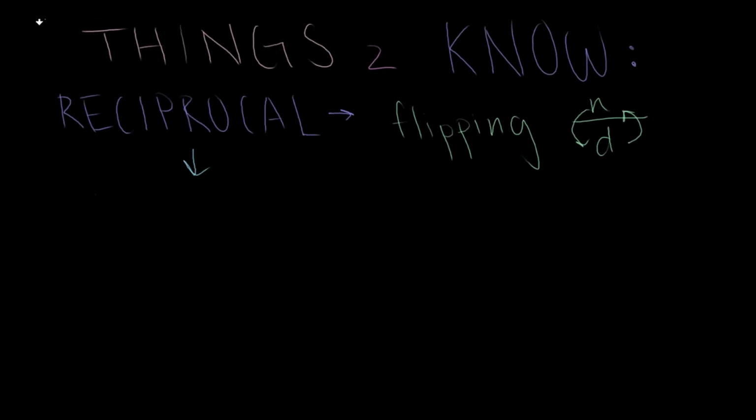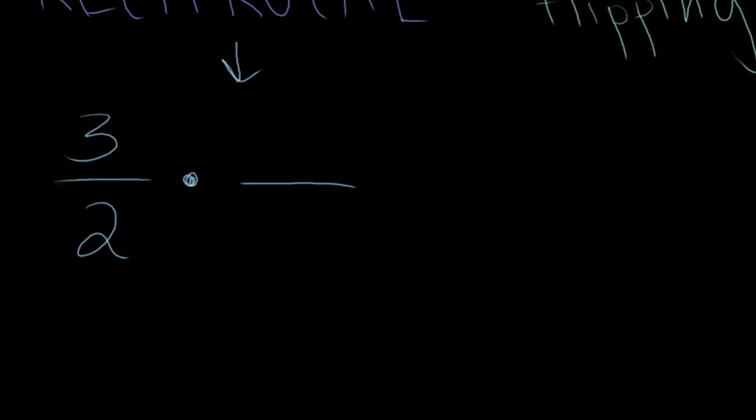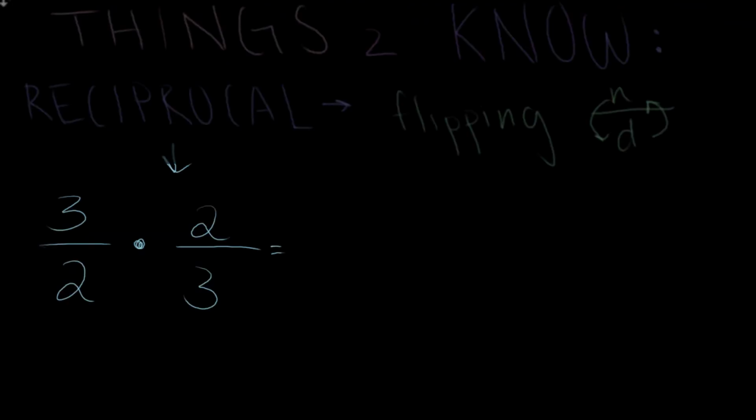So if you had the number 3/2, the reciprocal would be 2/3. Because remember, a reciprocal is when you flip the numerator and the denominator. If you were to multiply 3/2 times 2/3, the answer would then be 1.